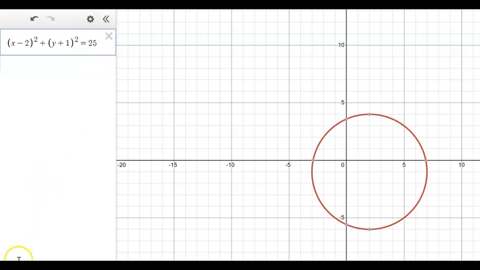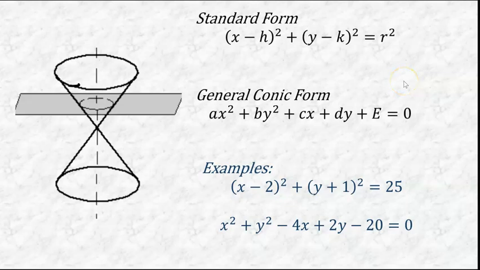Now let's enter the general conic. If you look at the general conic form that I wrote here, I decided to write the A and B, which is not typically written when we talk about the general conic form of a circle. The reason I chose to write that in there is because all the conic forms kind of resemble this general conic form in some way. So let's take a look at how that looks in Desmos.